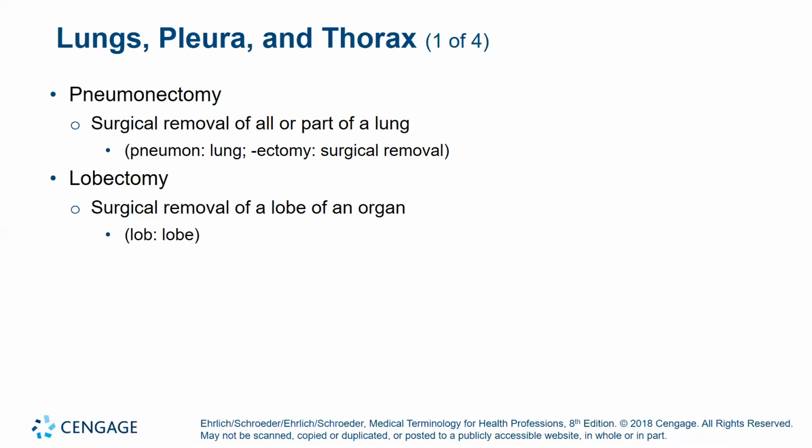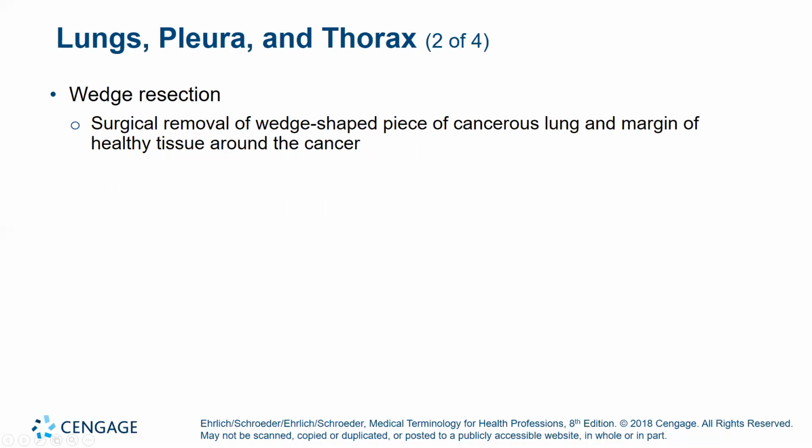Lungs, pleura, and thorax. We have pneumonectomy. This is a surgical removal of all or part of a lung. Looking at the term, pneumon is lung, ectomy is surgical removal. Lobectomy is surgical removal of a lobe. We have a wedge resection. This is a surgical removal of a wedge-shaped piece of cancerous lung and a margin of healthy tissue around the cancer.